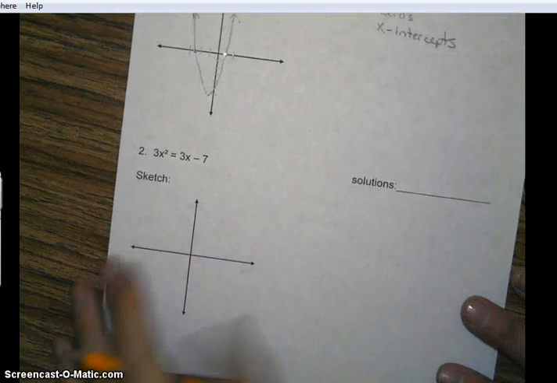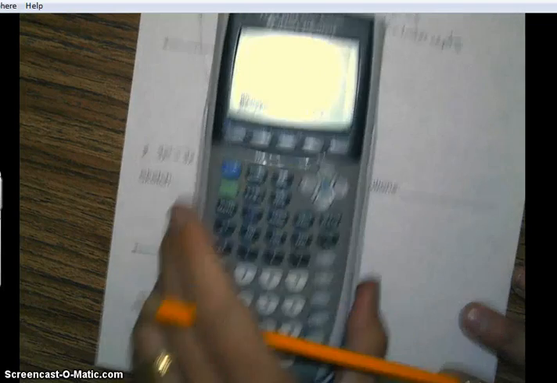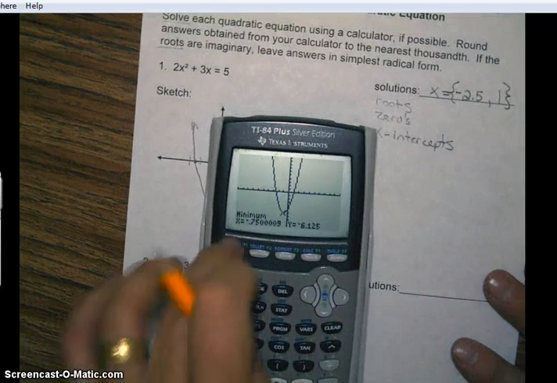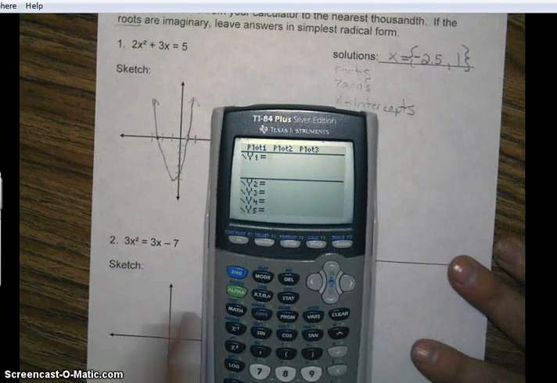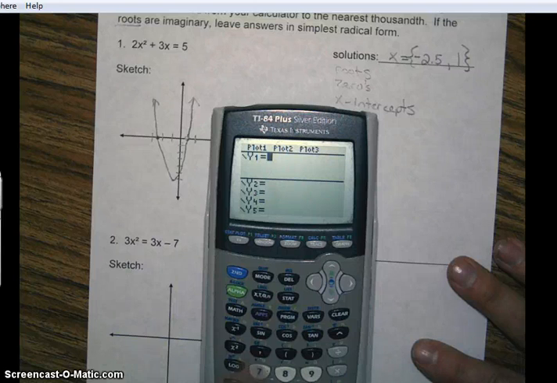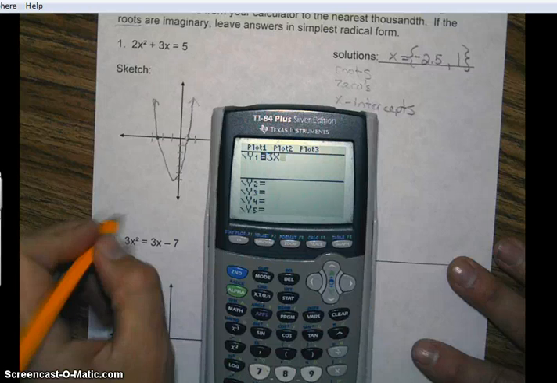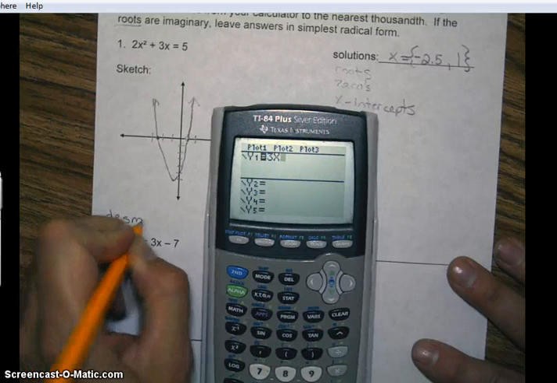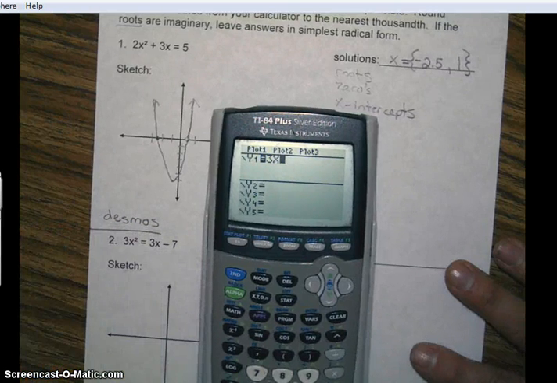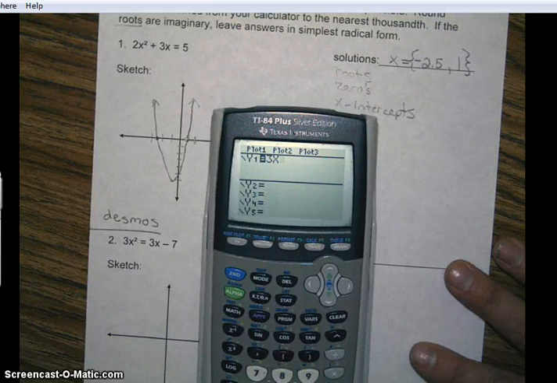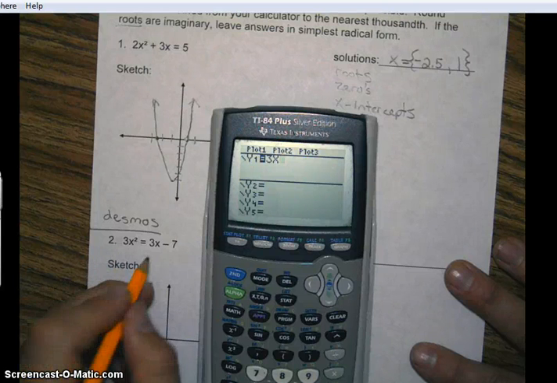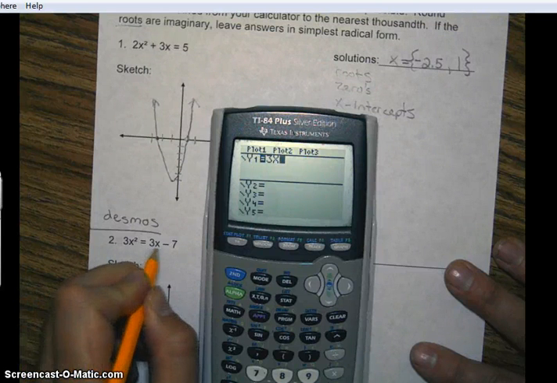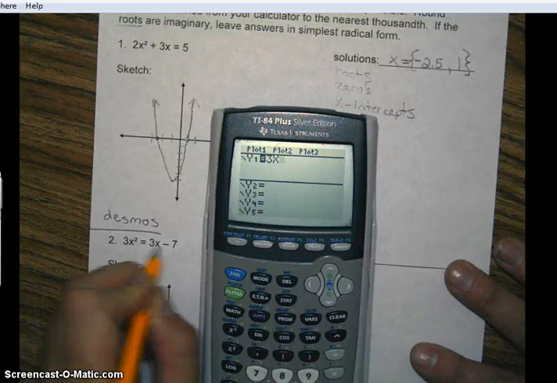Okay, number 2. Let's see if these solutions are real. I know you don't have a graphing calculator at home. Some of you do, but most of you don't. But don't forget about Desmos. That's your online graphing calculator. Now, it doesn't have a table function, but you can graph with it. Don't forget, we have to move everything over. We have to set the equation equal to 0.